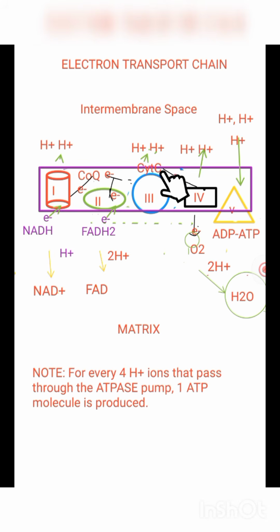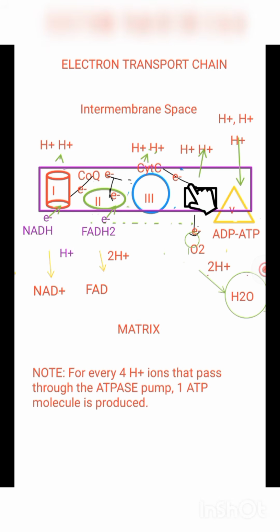And cytochrome C is actually also an electron carrier whose job at this moment is to transfer the electrons to complex 4. Complex 4 also gets excited upon the arrival of these electrons, and it initiates the pumping of protons from the matrix of the mitochondria into the intermembrane space.